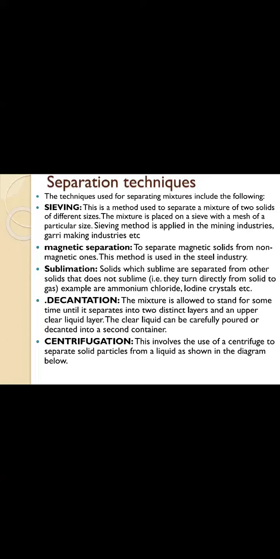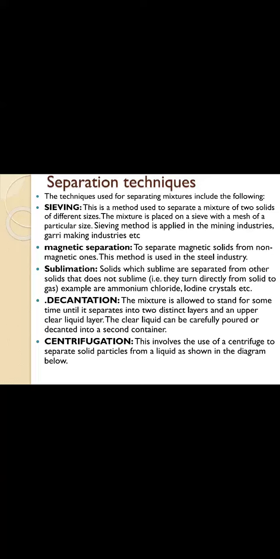As I said before, iron filings and sulfur. If a magnet is introduced to such a mixture, the iron will be attracted to the magnet and separation occurs. So that's how magnetic separation is done, and it's a method that is used in the steel industry. The method is also used to separate tin from its tin ore. That is, in most cases, to separate magnets from their ore.